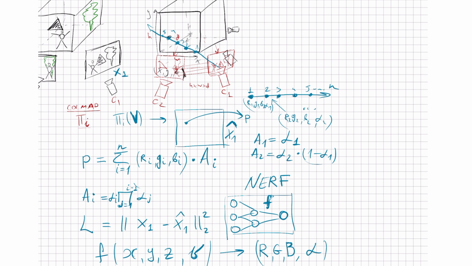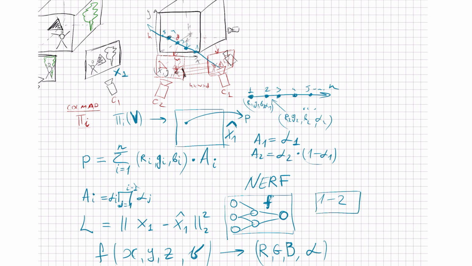But the problem here is that it's super slow. It takes like 1-2 days maybe to train. 1-2 days, guys, for every scene. You just need to overfit this network for the specific scene for almost 2 days using a V100 GPU.